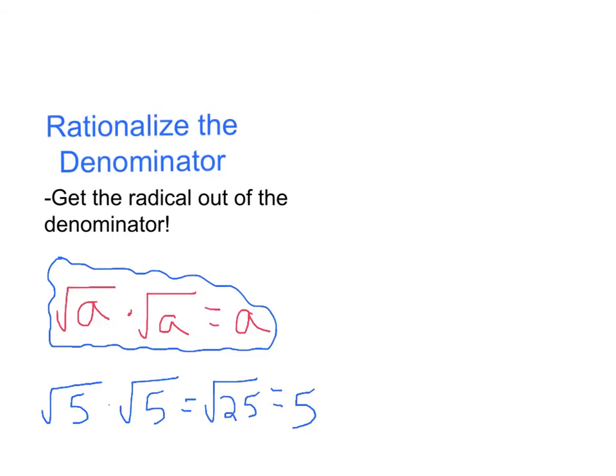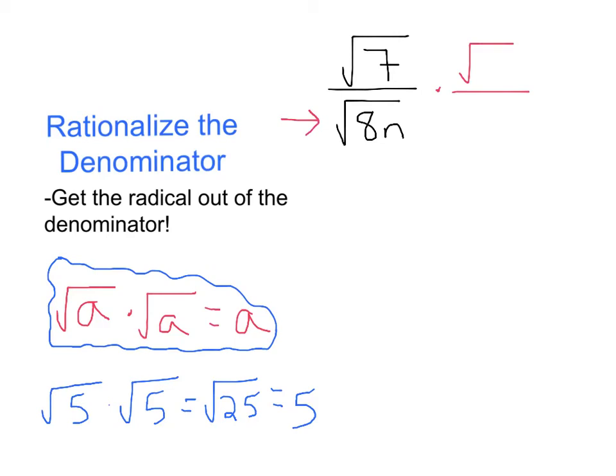Okay, the next example is the square root of 7 divided by the square root of 8n. And I want to get the radical out of the denominator, so I'm going to rationalize it, which means I'm going to multiply by another fraction and just take whatever's in the denominator, and then we're going to put that in the numerator and in the denominator. And we do that so we can cancel out the radical in the denominator, and really you're just creating a fraction that equals 1, so you're not actually changing anything.